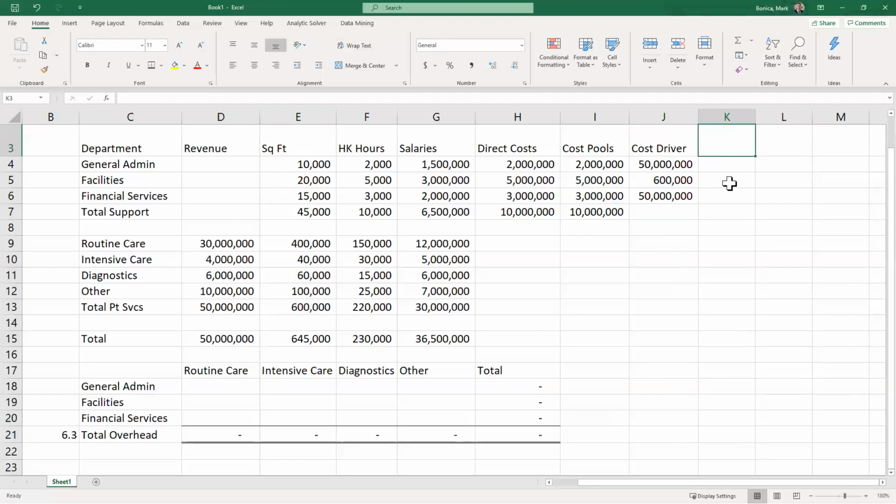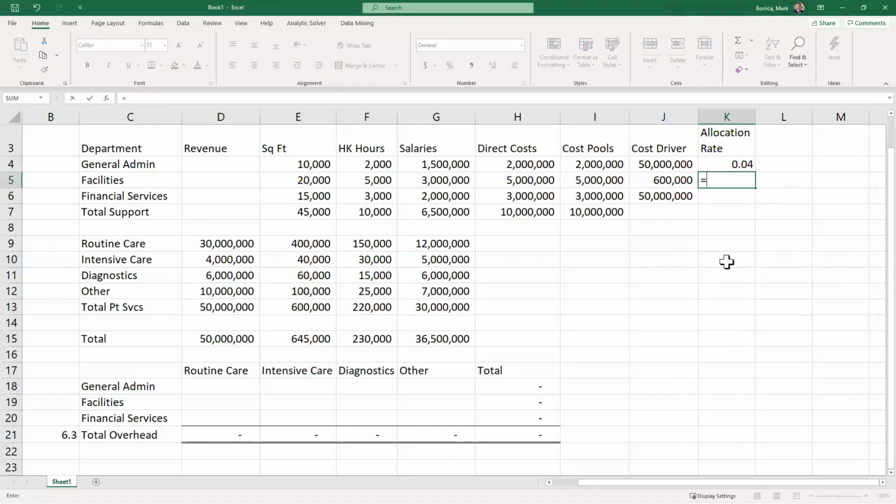And now I can calculate my allocation rates. So my allocation rate is simply the cost pool divided by the cost driver. So in the case of general administration, my allocation rate is 4 cents of general administration cost for every dollar of patient revenue.